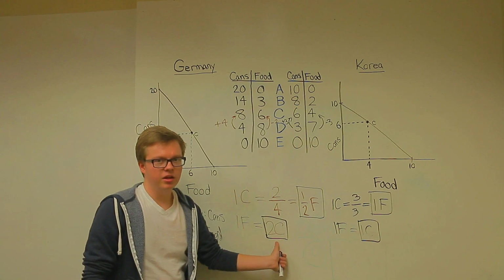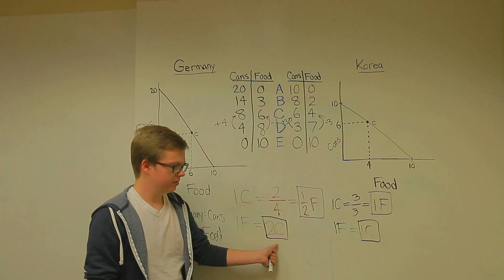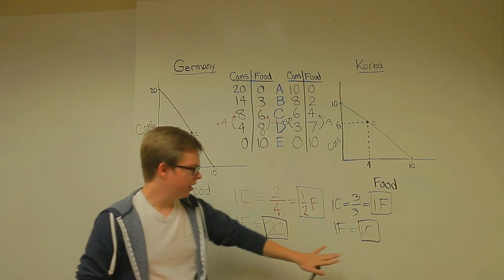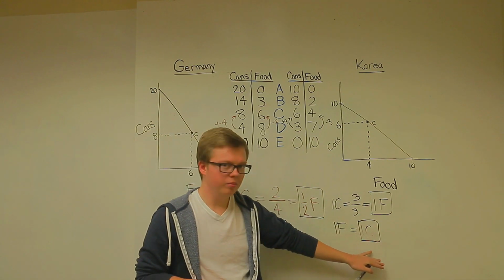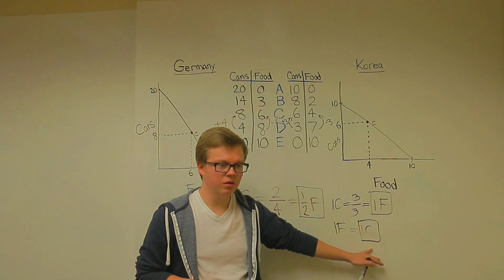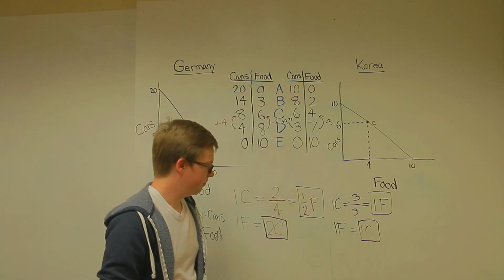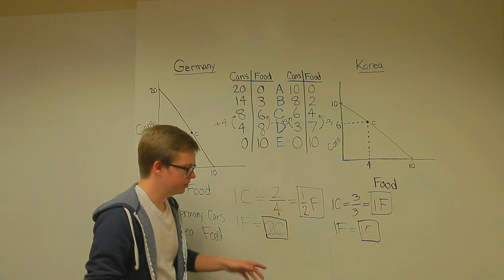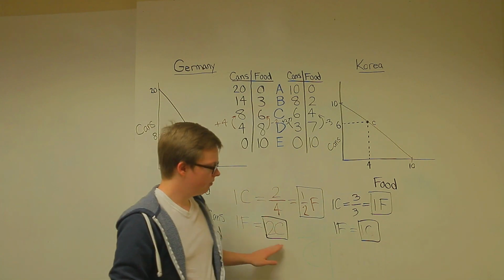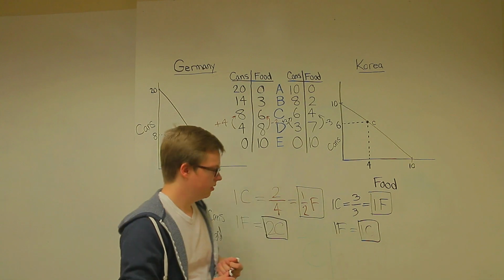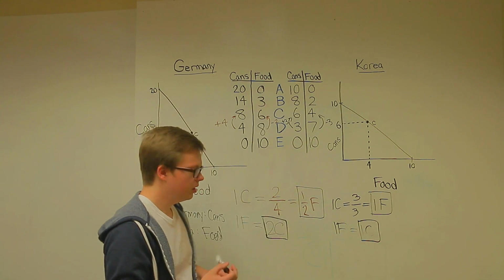Germany won't be willing to pay any more than 2 cans because that's what it costs them. And Korea won't be willing to sell food for less than 1 can because otherwise they would just produce it themselves. So we know the trade rate has to be somewhere in between. So we're going to pick a number.